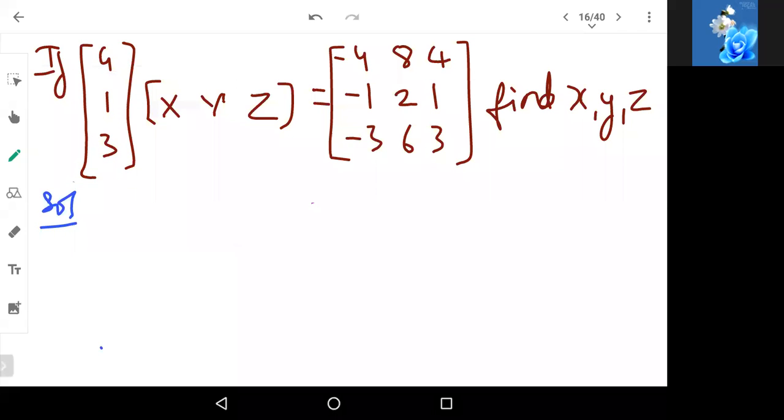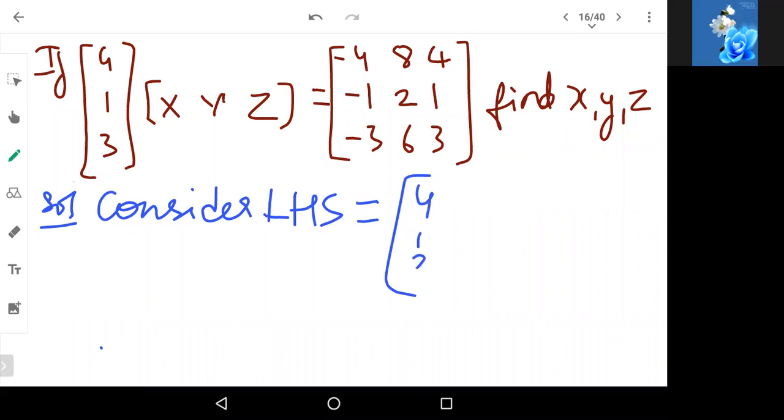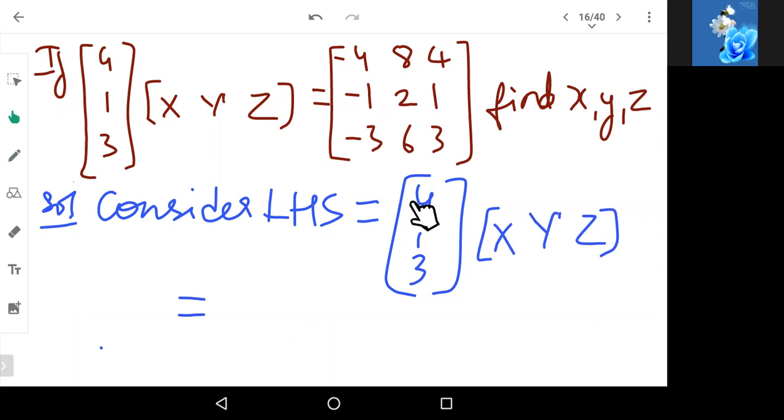Solution. The first thing we are going to do is consider the LHS, that is left hand side, which is nothing but 4, 1, 3 multiplied with x, y, z. Now let us multiply this. First row into first column, first row into second column, first row into third column. So first row into first column is 4x, first row into second column is 4y, and first row into third column is 4z.